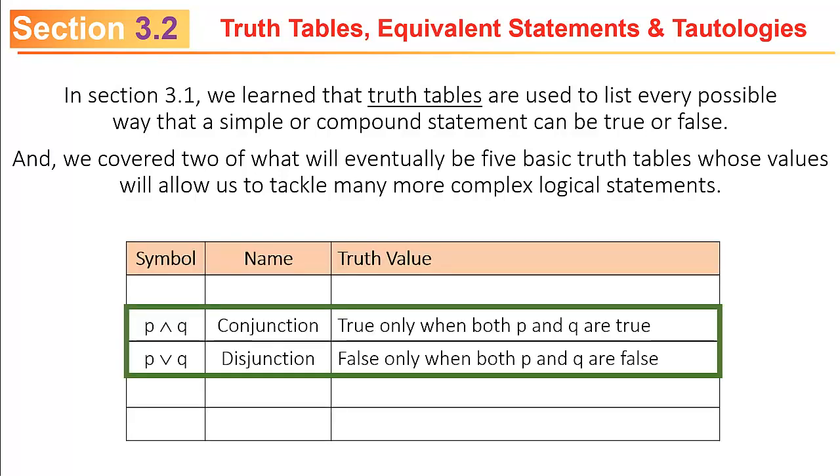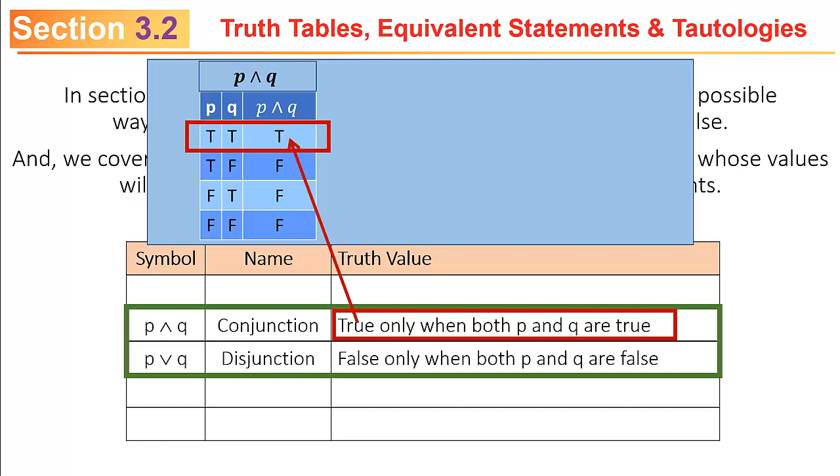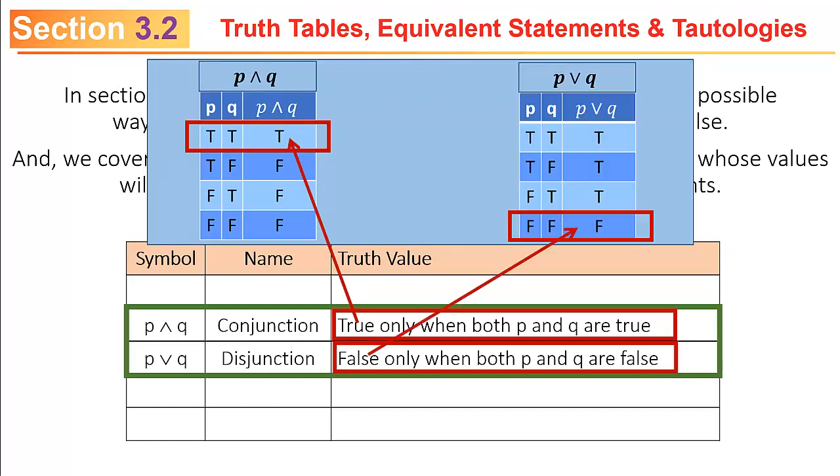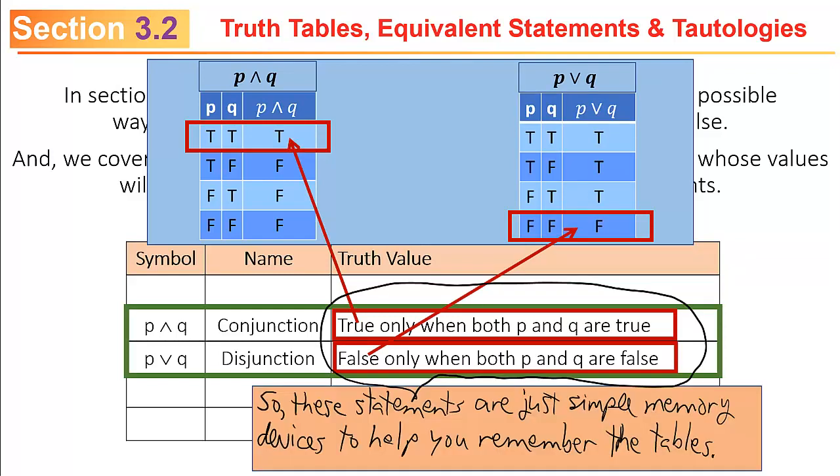So these are the two we've already covered. The conjunction, which is the and: we learned that an and is only true when they're both true. And the disjunction, or the or: we learned that a disjunction is only false when they're both false. True when they're both true, that's and. False when they're both false, that's or. Those little memory aids help you remember what the table values are without having to strictly memorize the tables themselves.